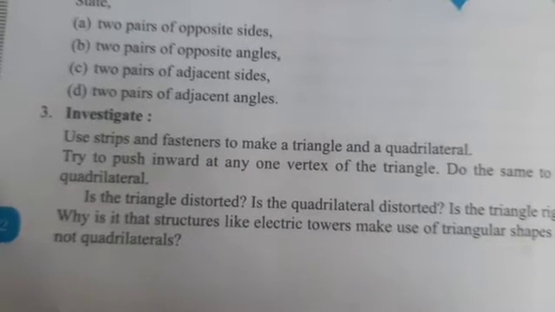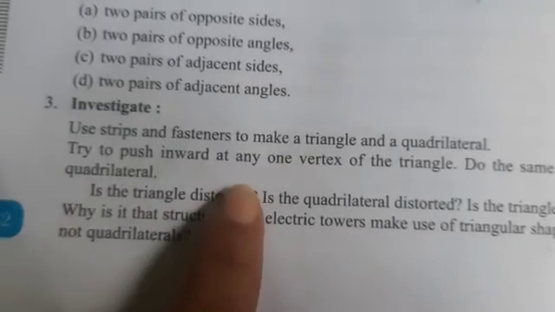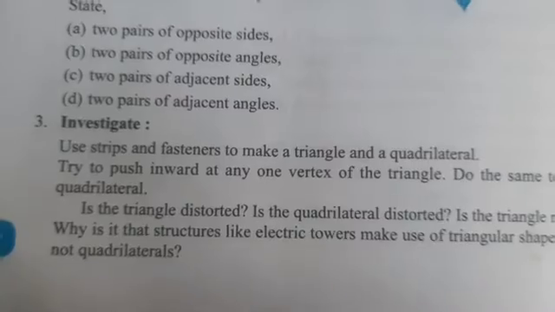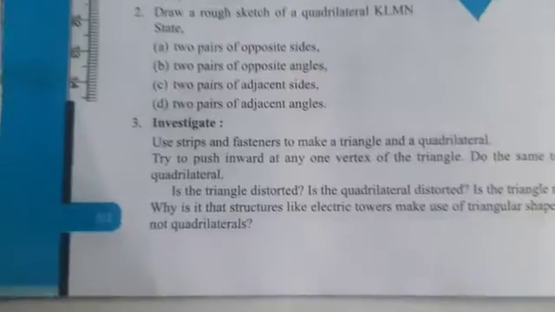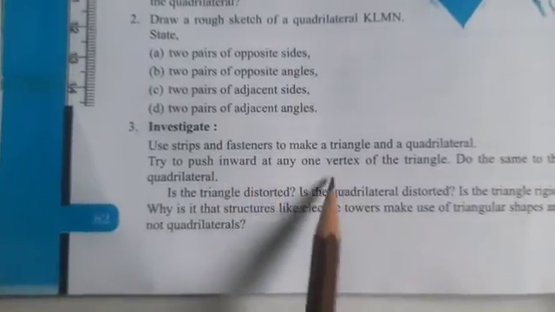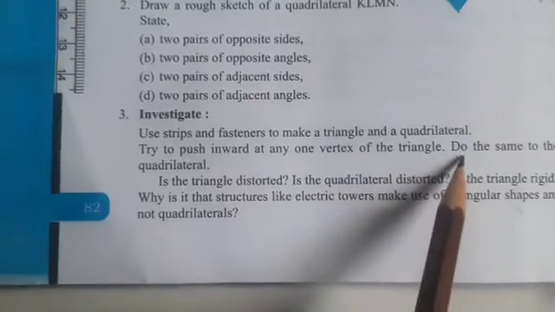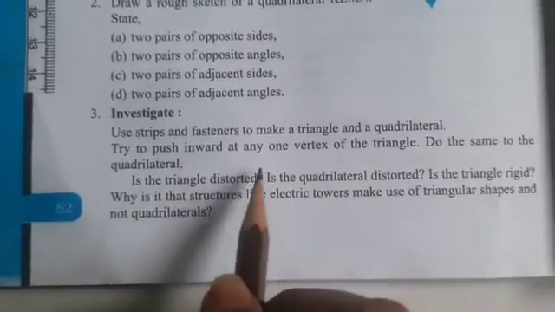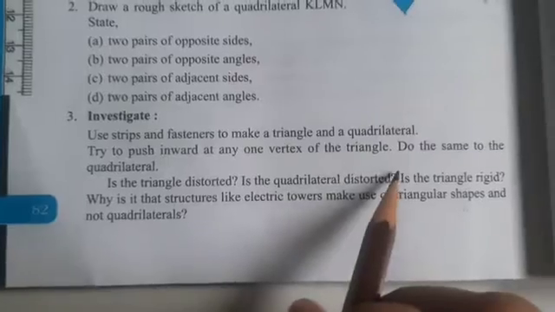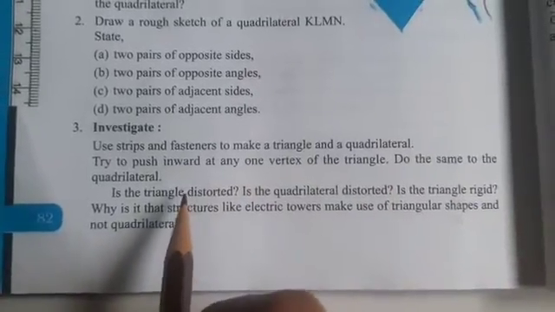Before solving exercise 4.6, let us complete the third problem in your exercise 4.5. Third problem. Use strips and fasteners to make a triangle and quadrilateral. Try to push inward at any one vertex of the triangle. Do the same to the quadrilateral.